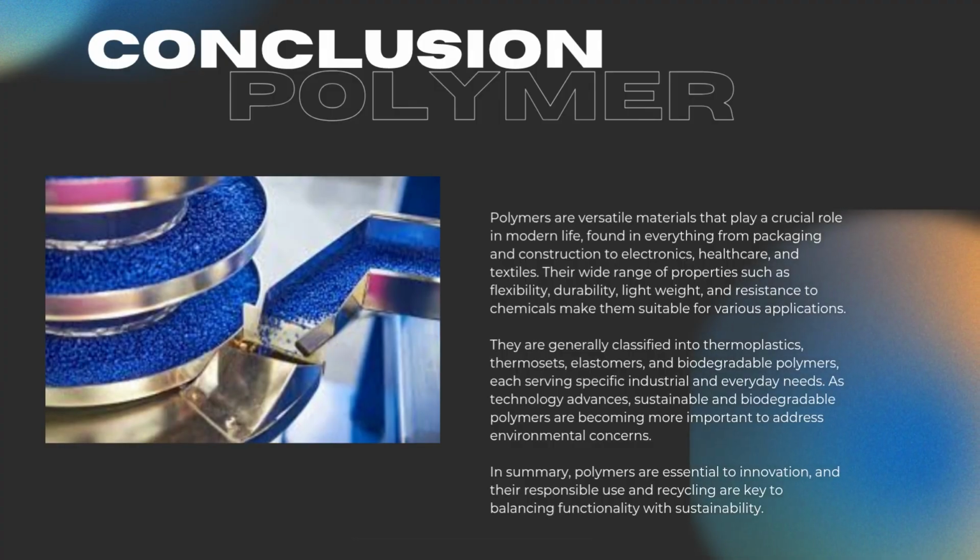Okay, after explaining all about polymers, next we are going to the conclusion on polymers. Polymers are versatile materials that play a crucial role in modern life, found in everything from packaging and construction to electronics, healthcare, and textiles. Their wide range of properties such as flexibility, durability, light weight, and resistance to chemicals make them suitable for various applications. They are generally classified into thermoplastics, thermosets, elastomers, and biodegradable polymers, each serving specific industrial and everyday needs.